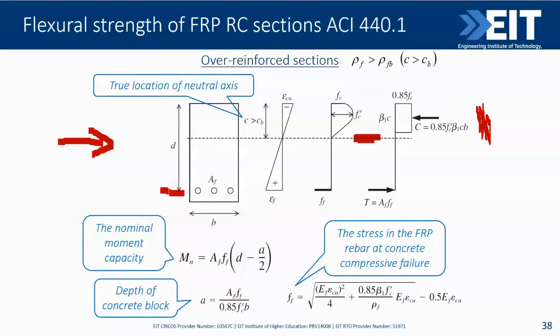So as usual, in this case, the nominal moment capacity is defined as a couple. We take these two forces and this lever arm, and calculate this couple, with the tensile force in the reinforcement and the force in compression. That's how we calculate the nominal moment capacity here. However, in steel reinforced concrete we use the yield strength of steel to calculate this force. We cannot use it here because there is no yield.